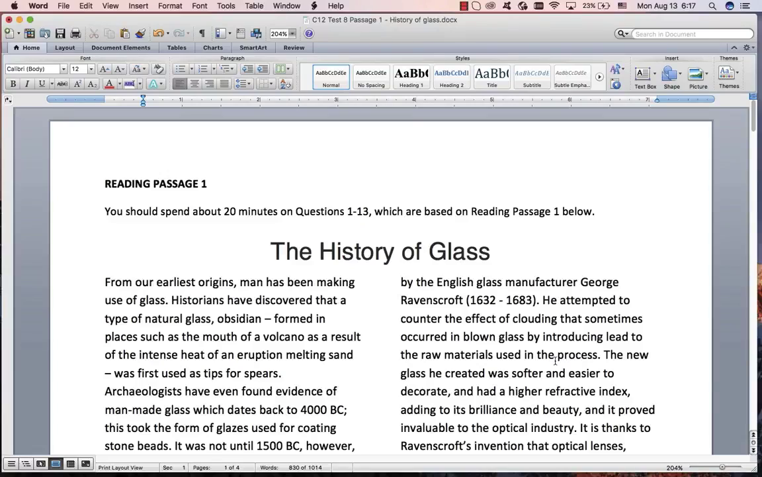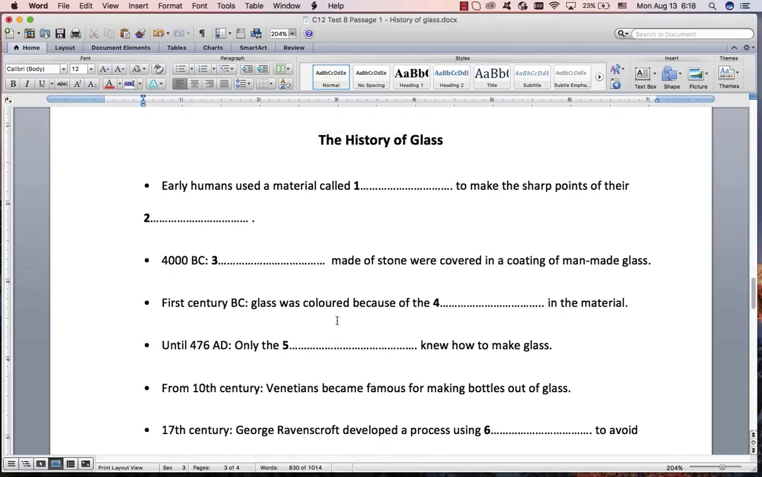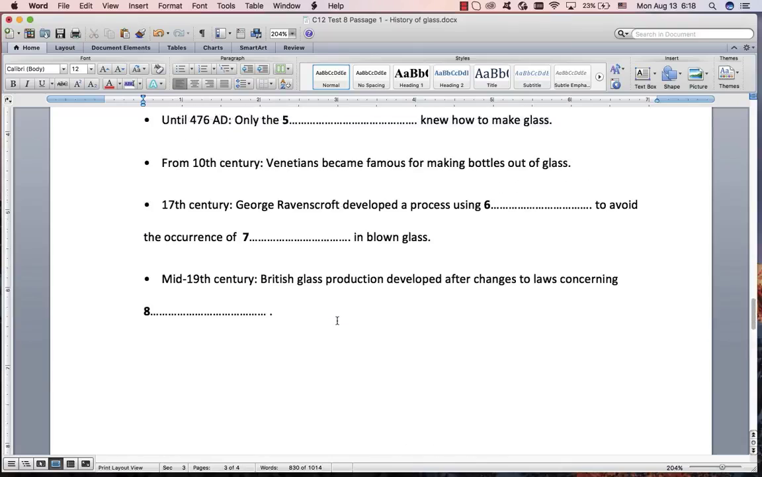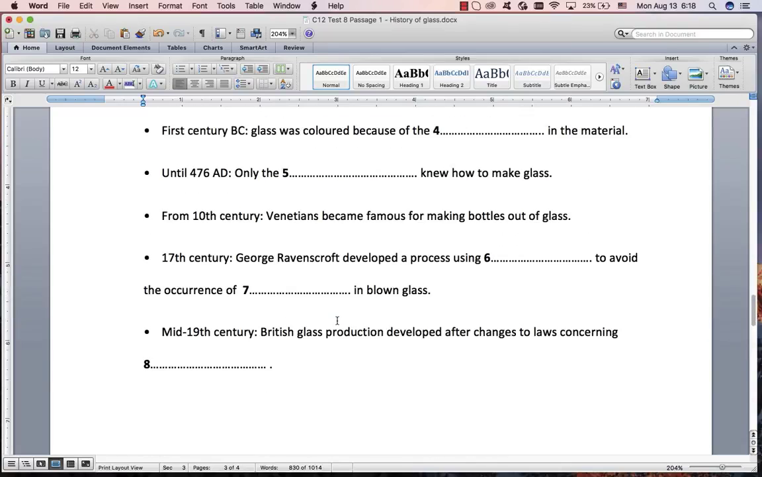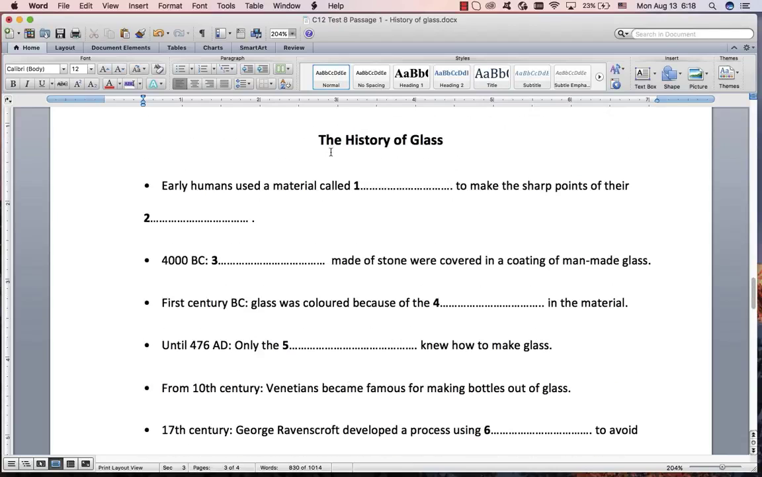Okay, last test in this book, reading passage 1, History of Glass. Let's see what we've got. Immediately I can see this is very, very nice, and of course some true false not given. This is probably the most common format for reading 1, some gap fill and true false not given. Alright, let's take a look.